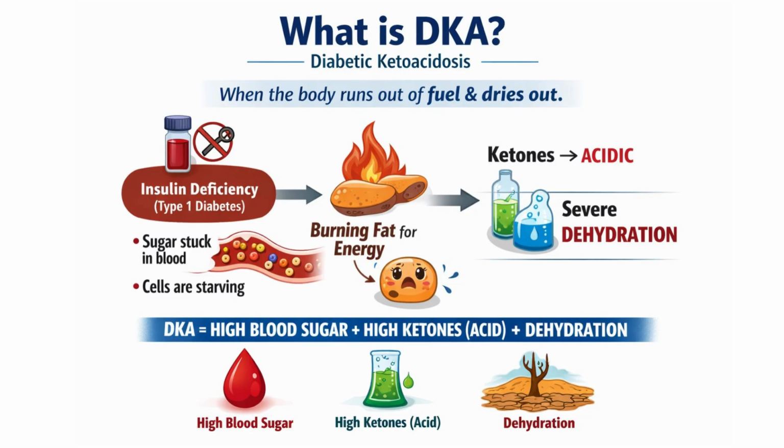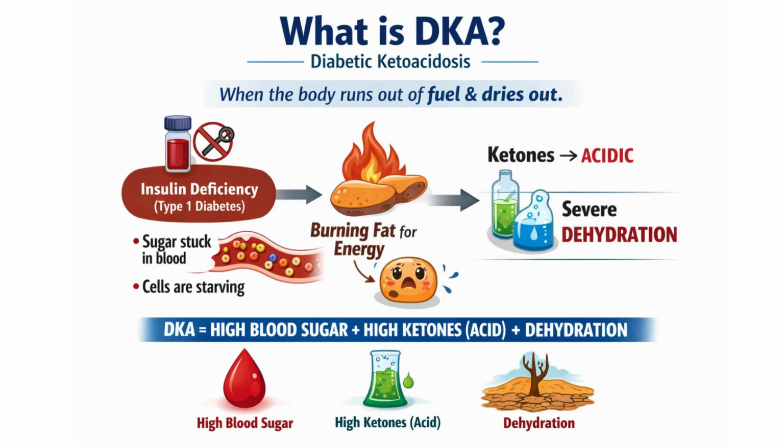The cells begin to starve. When the cells are starving, the body panics. The body looks for another way to make energy. Instead of using sugar, the body starts breaking down fat. When fat is broken down, it creates substances called ketones. Ketones are acids. Acid in the blood is dangerous.